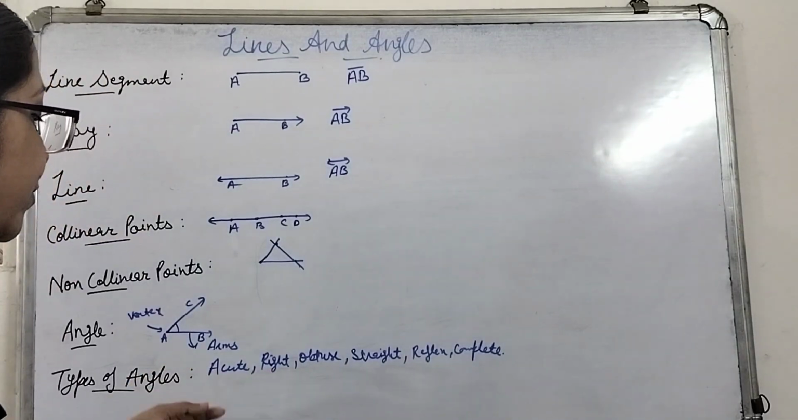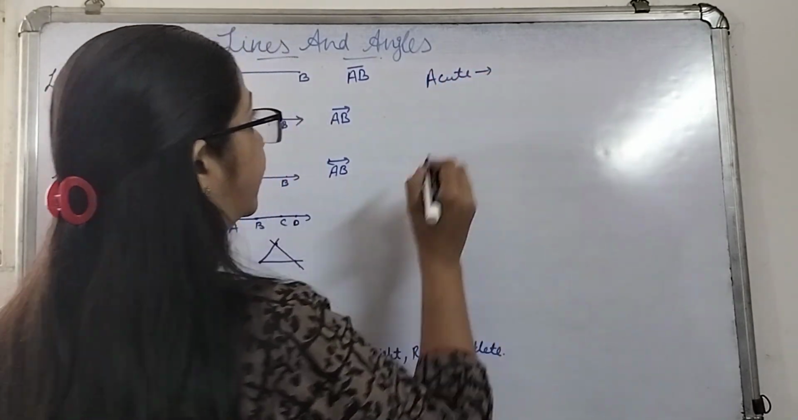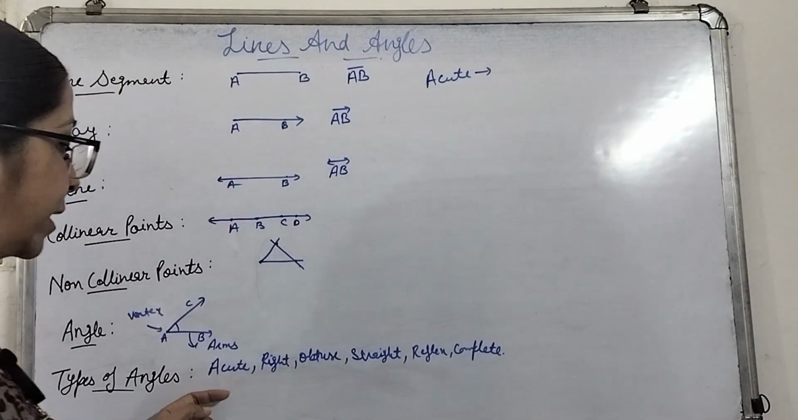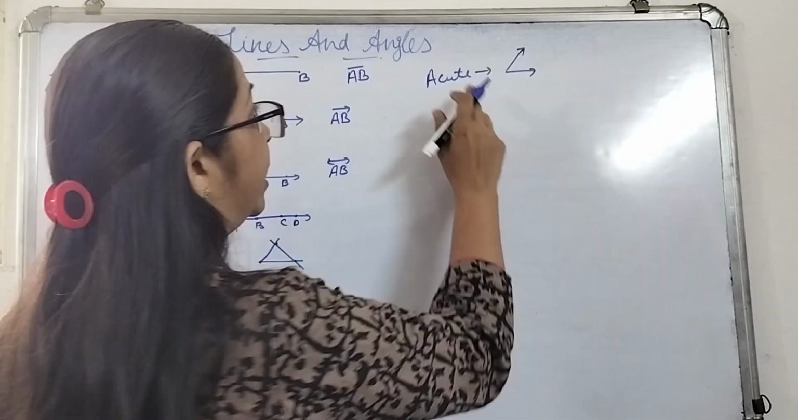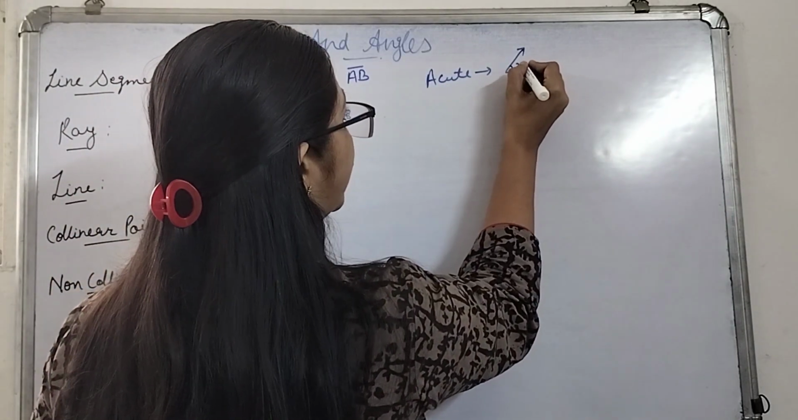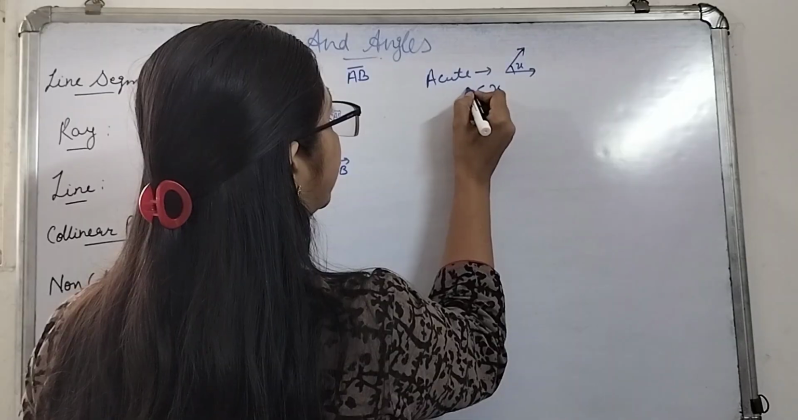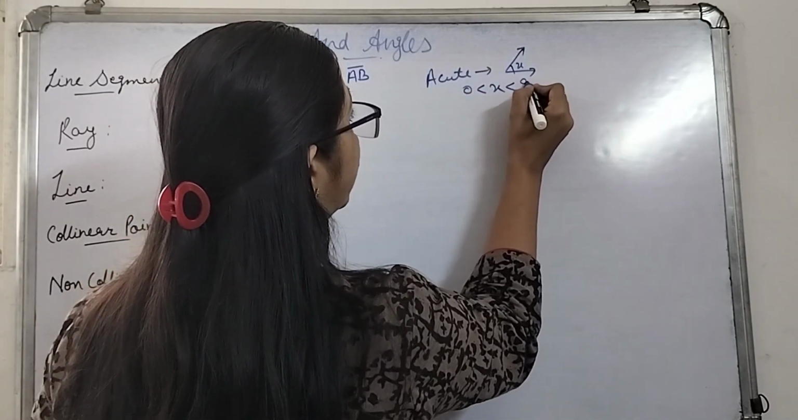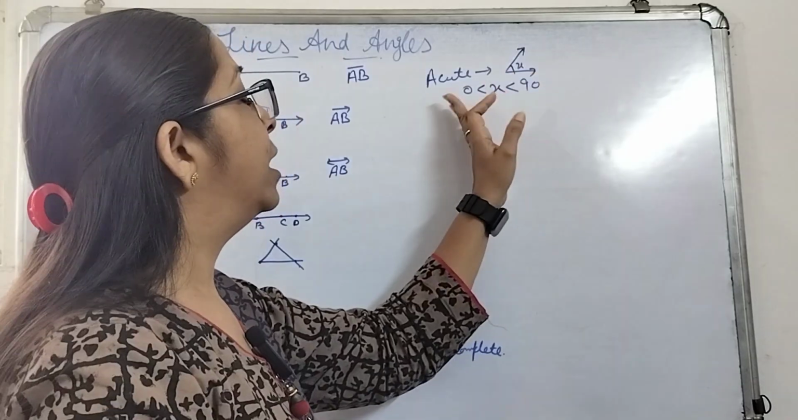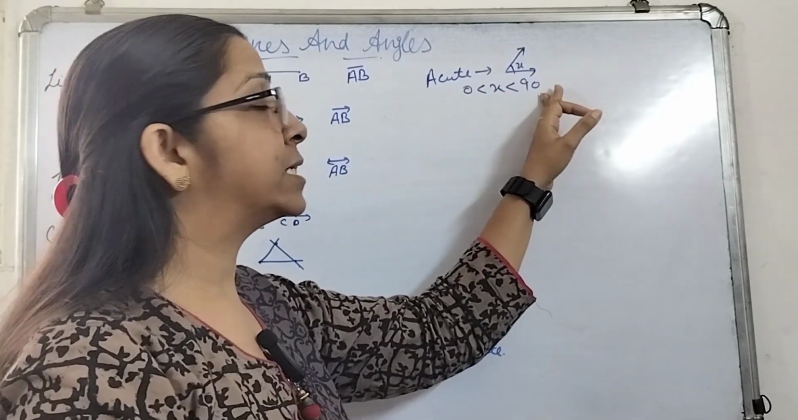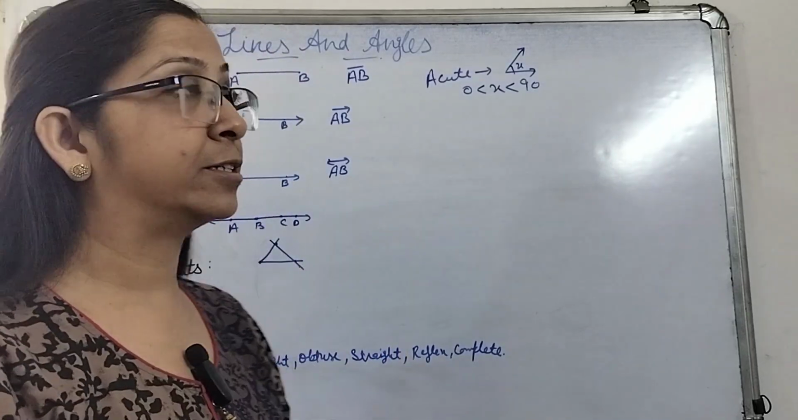If the measurement of the angle is less than 90 degrees, the angle will look something like this. Suppose this is your x. If the measurement of angle x is greater than 0 and less than 90, then such types of angles are known as acute angles.